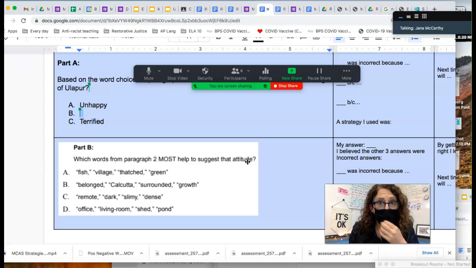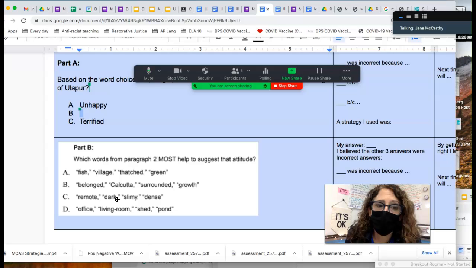Now, I read fish. I heard the phrase fish out of water. I heard village, I heard thatched, and I heard green. Isn't this correct? You think this is correct? No, my question is, I saw all these words. In fact, every single A, B, C, D, all those words are in that passage. They all can't be correct. Are we looking for positive or negative words here, guys?